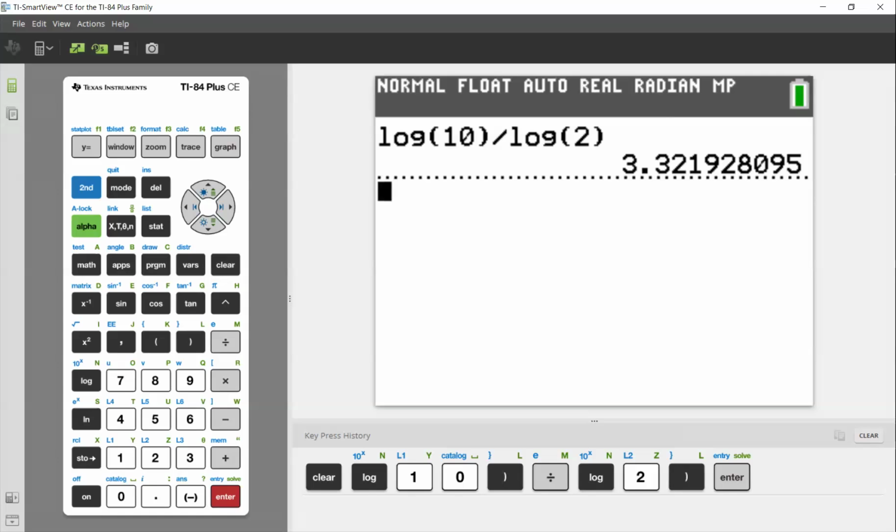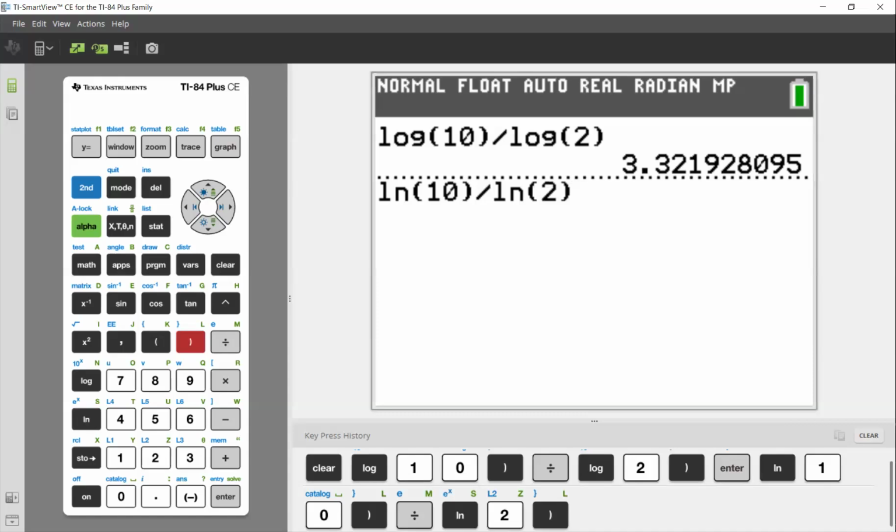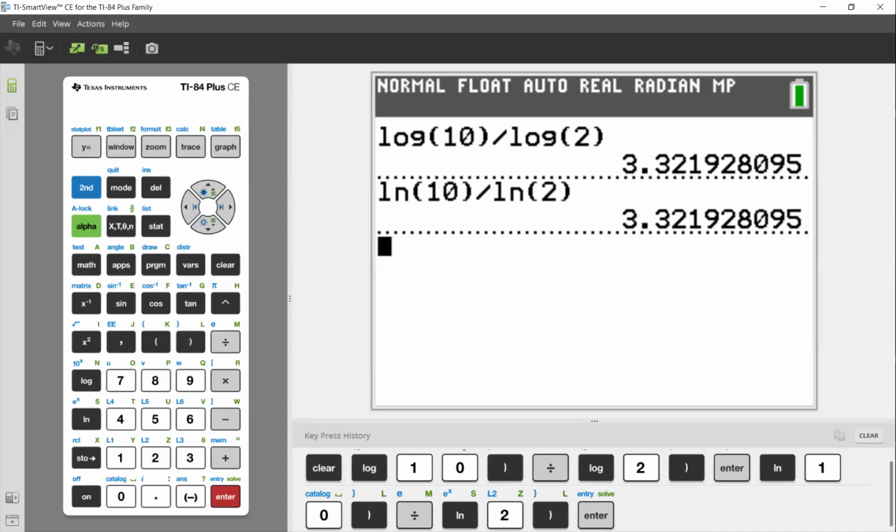If we use natural log, you will see the result is going to be the same. Natural log 10 divided by natural log 2. We always have to manually complete the parentheses. The calculator starts the left parentheses, but we have to close it. Same thing, right? It's the same thing. So the change of base formula provides a method to calculate or evaluate any log expression.